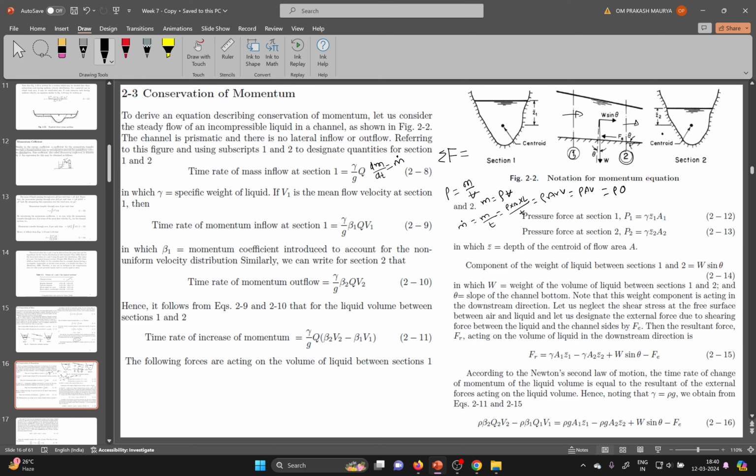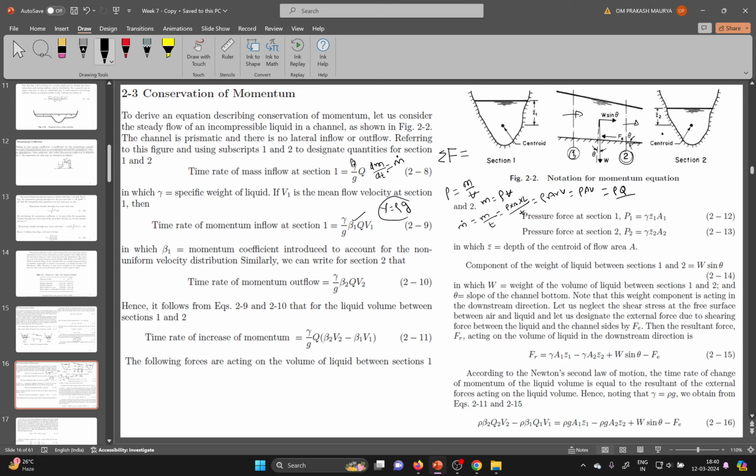Rho, area into velocity is discharge, so rho Q. That thing is written here. This is the gamma; gamma is nothing but the unit weight of water. If you put rho g here, the g cancels, so rho Q. Similarly, the time rate of momentum at section 1. Why have we used beta 1 here? Because of the momentum coefficient. Later we neglect these after assumption. For the sake of your understanding, beta is here.